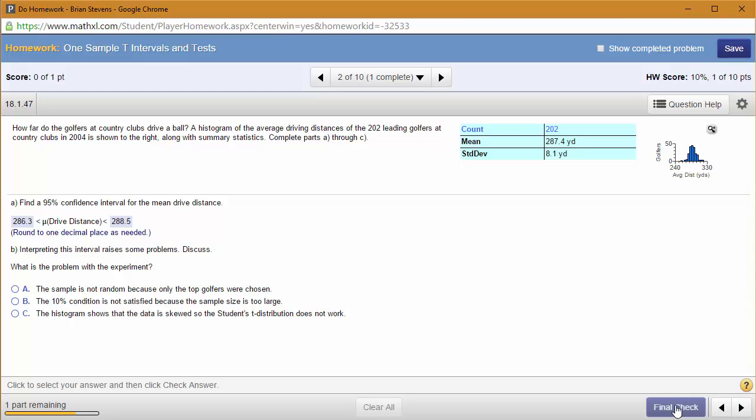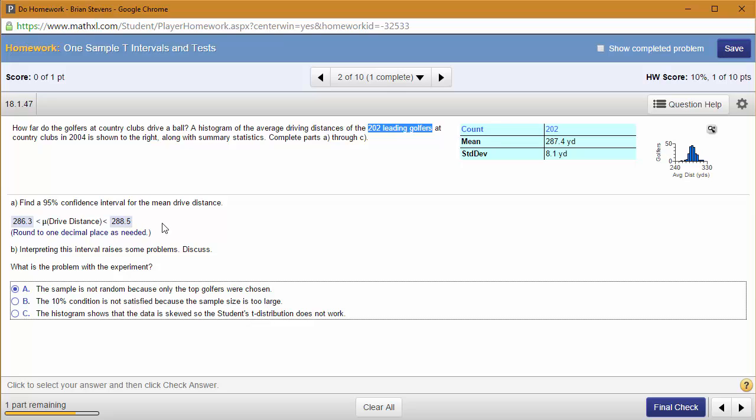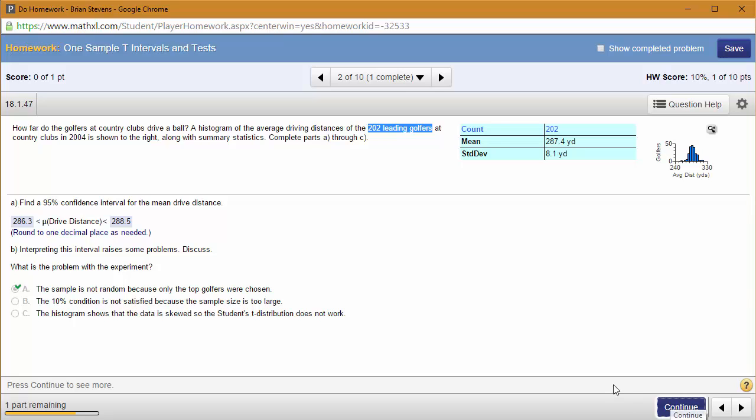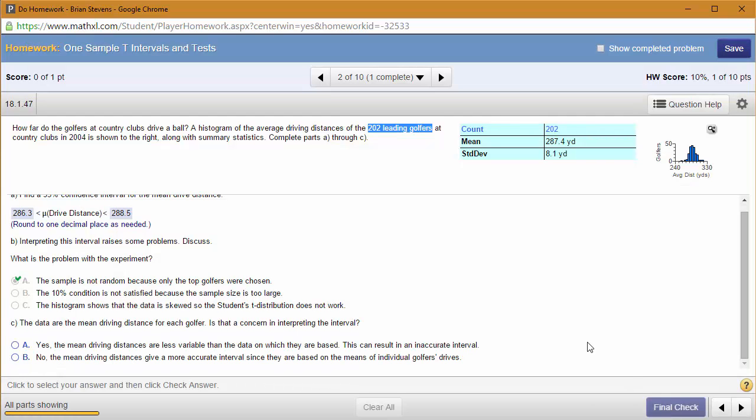Oh, there's more to this. What is the problem with this experiment? Did they not randomly take it? Let's look. So this 10% condition is not the problem. And the histogram shows that the data is skewed. No, it's not skewed. It's got to be the first one. Oh no, look at this. The leading golfers. Oh no. If it wants me to compute an interval, I'll compute intervals all day long, but that was not random. So that's the problem.